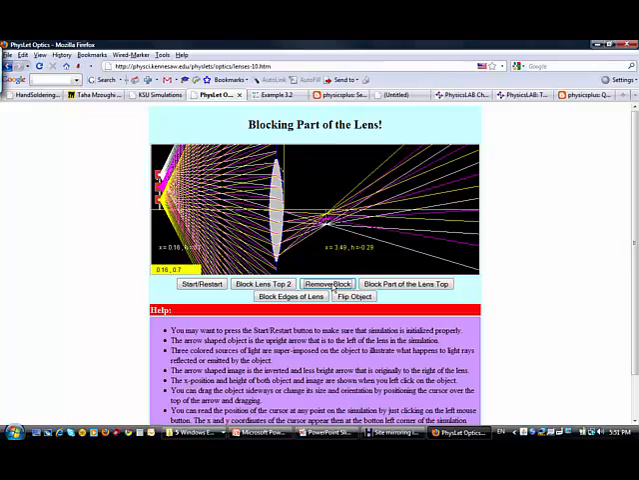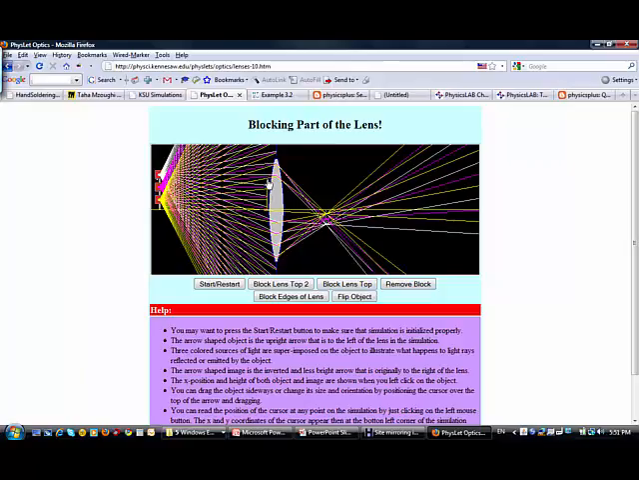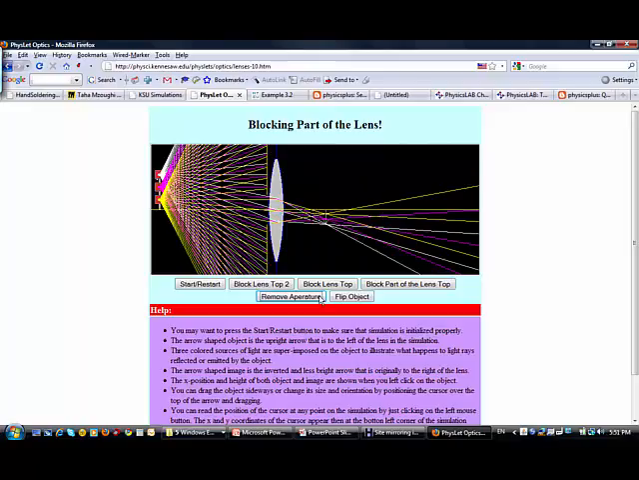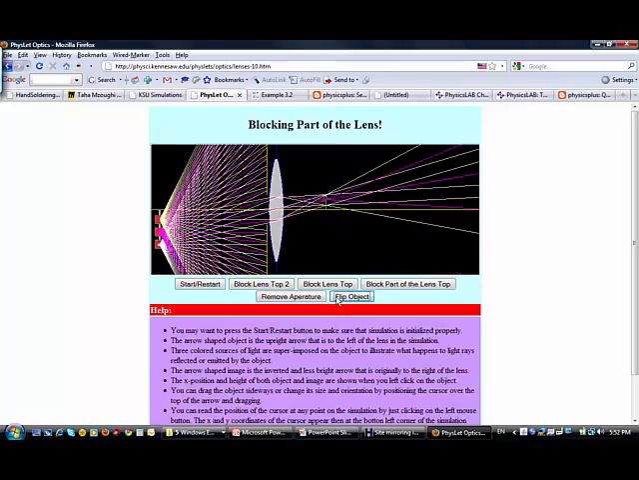Okay, if I block from the other side of the lens, that does not make any difference. Okay, block a part of the lens, like through the middle, like here. It also didn't make a difference. Can block the edges of the lens. Okay. Flip the object.